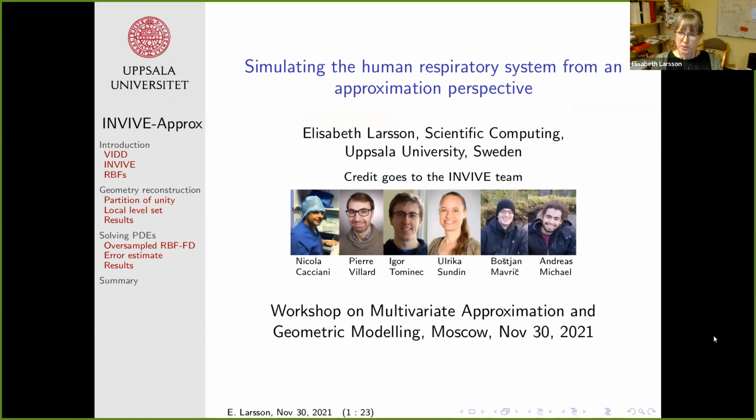So I wanted to start with presenting my team. We have a project which is interdisciplinary, and we have a medical doctor, Nicola Cacciani, and a medical imaging expert, Pierre Villard. And then there are my students, Igor, Ulrika, and Andreas, and a postdoc, Boštjan, who are working together with me. I will present what we do from the application perspective, but also the kind of approximation research that this leads us to.